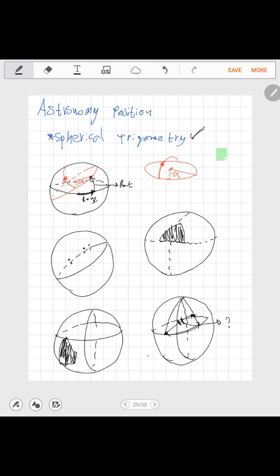In the next video, I'm going to begin to talk about some definitions. I am going to talk about what is a great circle and what is a small circle. I'm going to do a deduction to know the area of a spherical triangle.